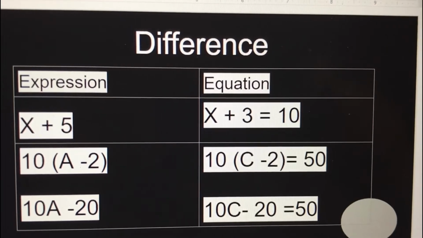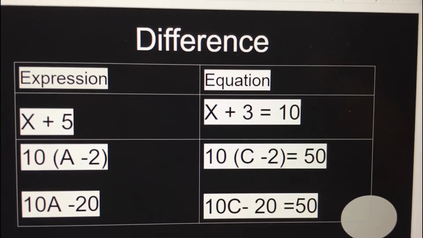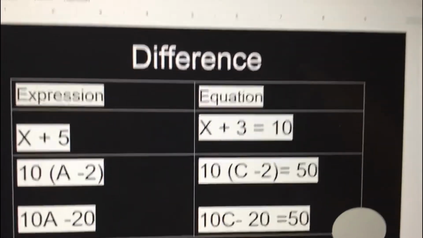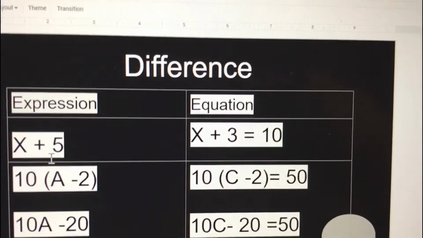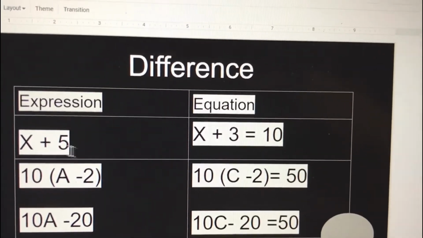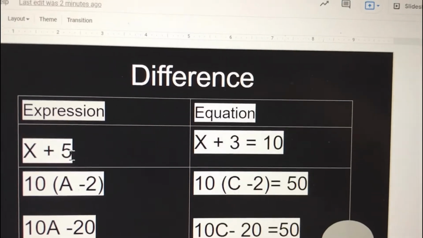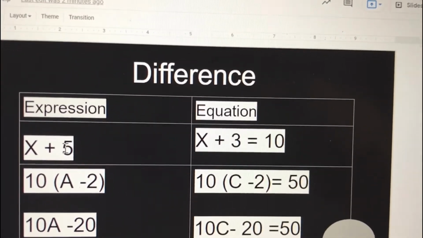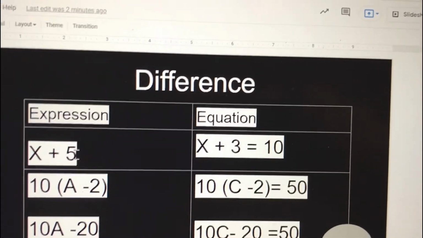Now, before I get into the first example, I want everyone to understand the difference between an expression and an equation. With an expression, we're not solving for a final answer. If all they give us is x plus 5, we have no idea what the numerical value of x is. We can't simplify the problem any more than that. We cannot break it down to a final answer. Now, that's an expression. That's just a numerical expression.